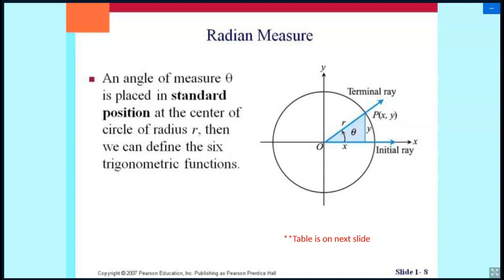An angle of measure theta in standard position at the center of the circle with radius r can be defined using the 6 trigonometric functions. So that table is going to be on the next slide. Don't worry. Basically, what we're doing is looking at this idea. The length here is called the terminal ray. The initial ray is always the x-axis of the unit circle. So an angle in standard position goes from the initial and out.